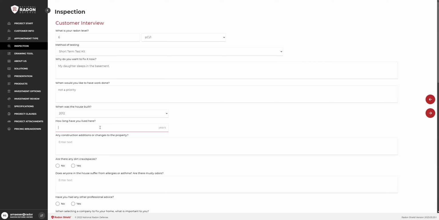How long have you lived here? This is going to tell you something other than just obviously how long they have lived here, but it's going to tell you how long they've had this problem. So later in the appointment, you could reference that. If they've been in a house since 2012, the levels are at 6 and they're just now addressing it, we all know that radon is not a short-term problem.